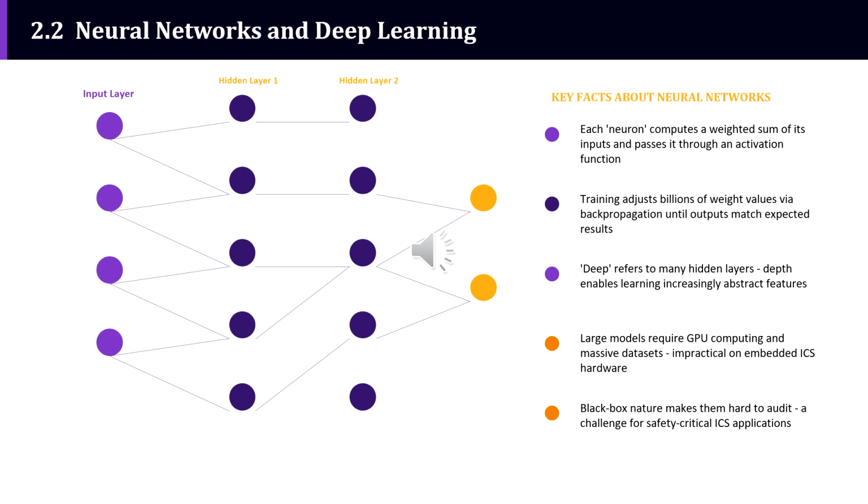Now, I want to be direct about two practical concerns for industrial control system practitioners. First, the resource requirements. State-of-the-art deep learning models can have billions of parameters and require powerful graphic processing unit servers to train and sometimes even to run. This creates a real infrastructure challenge in operational technology environments, which is why edge artificial intelligence, running simplified models on industrial hardware, is such an active area of development.